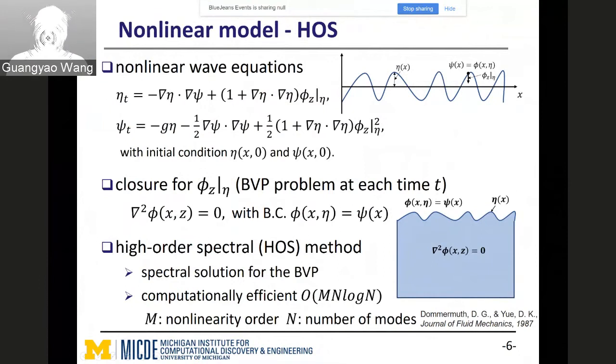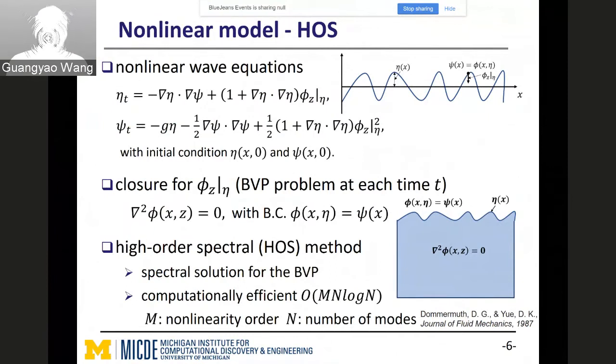In the boundary value problem, the computational domain includes both the free surface and the whole flow region under the free surface. The governing equation for the BVP problem is just a Laplace equation for the velocity potential, and we have the boundary condition on the free surface, which is phi(x, eta) equal to psi(x). The psi(x) is given by the initial condition.